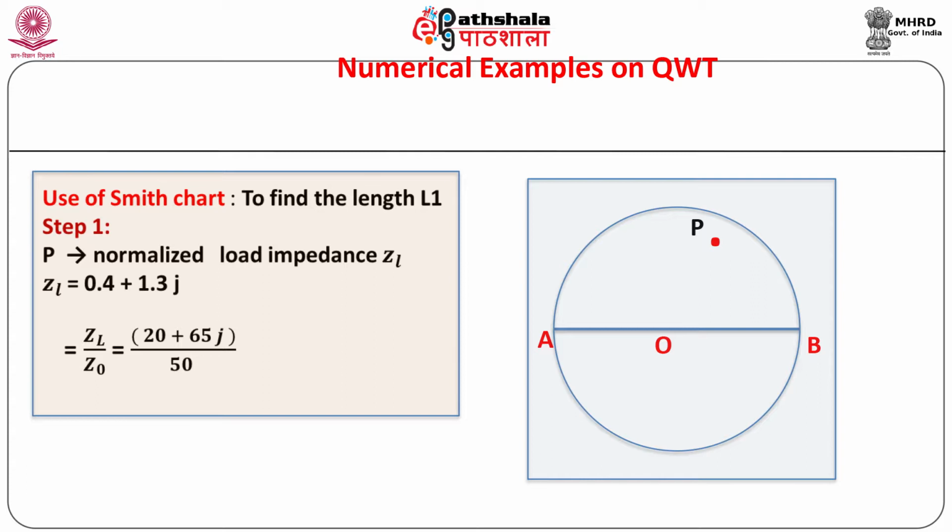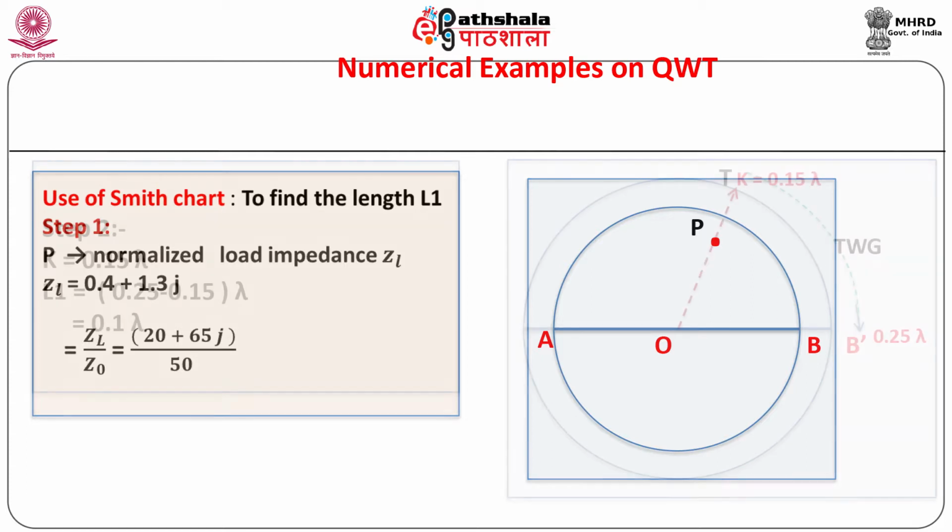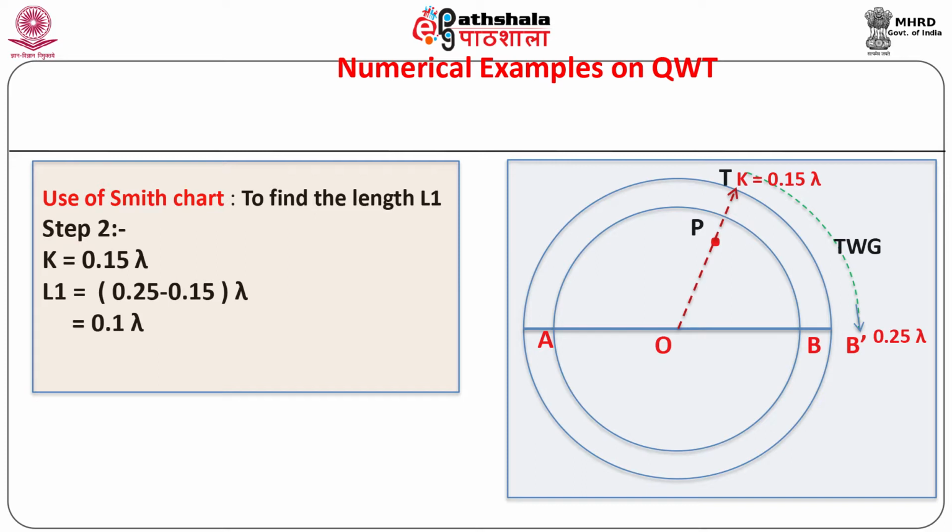Step number 1 will be to calculate and plot the normalized load impedance on the Smith chart. Let point P represent the normalized load impedance ZL. It comes out to be 0.4 plus j1.3. Join points O and P. Extend the line OP towards P to meet the distance scale marked towards the generator at point T. Note the reading K lambda at point T.